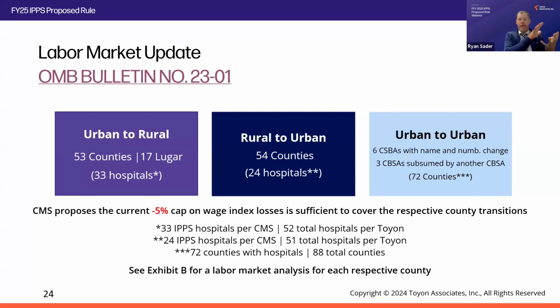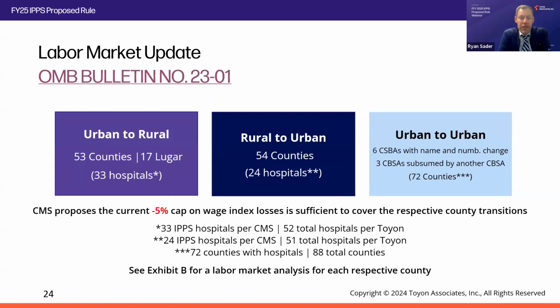So you're going from an urban county to now a quote unquote rural county because your population went below 50,000 or whatnot. There's 53 of those counties, 17 Lugar, which we're not going to get into all the nuances of what Lugar means. If you think you have a Lugar hospital, you know, and you're impacted, we're happy to help dive into that for you.